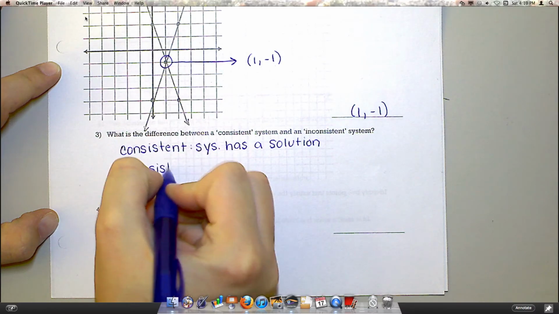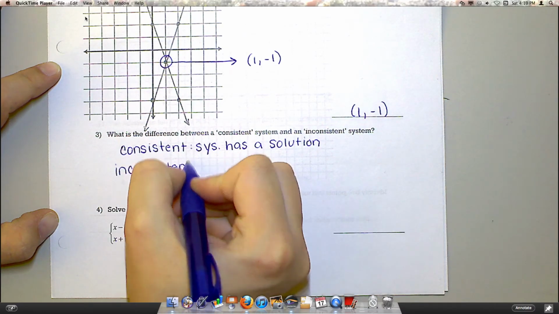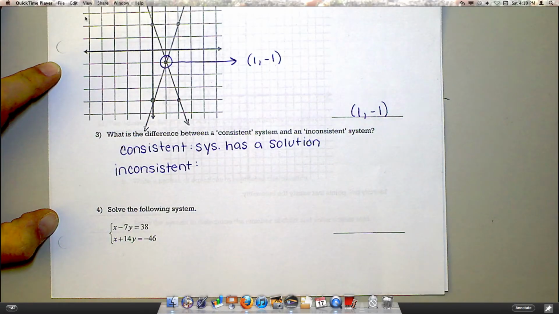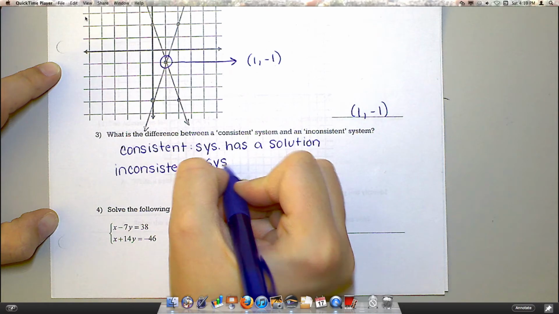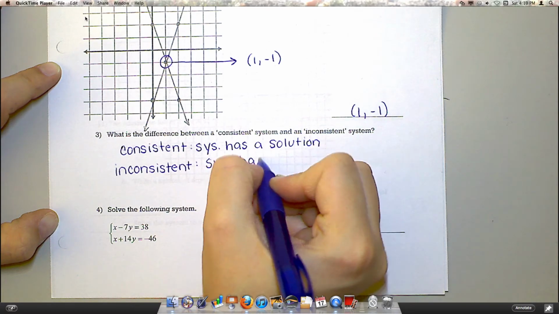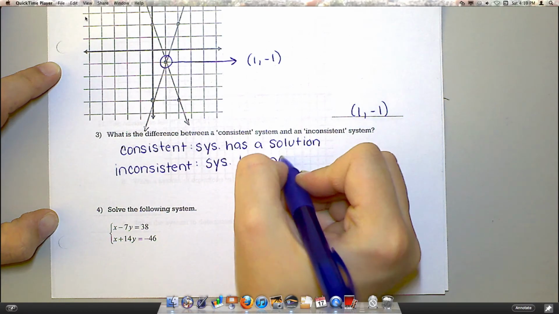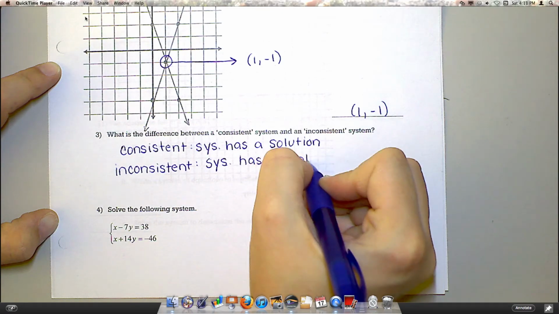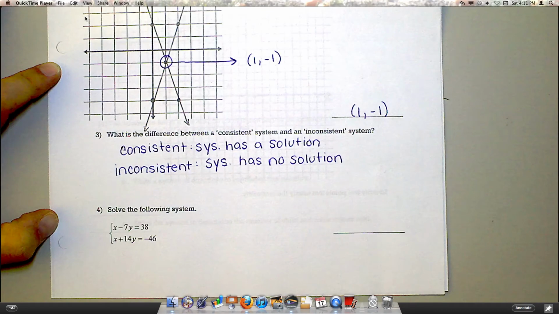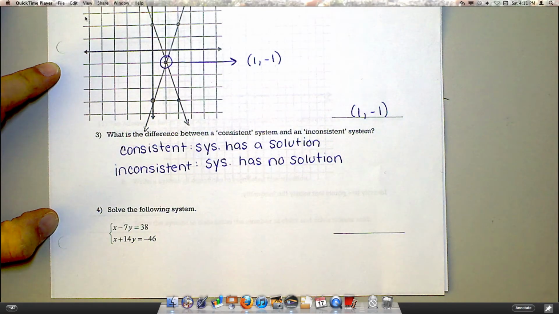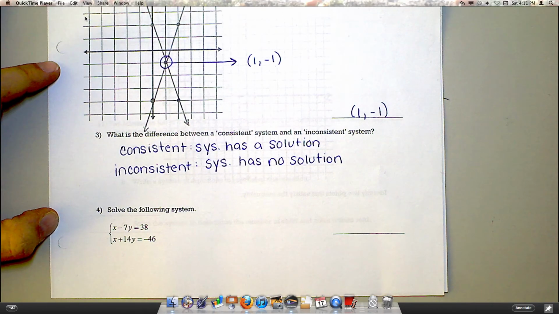Any system that is a no solution problem, the system has no solution. So that's all I'm looking for there. And again, on a graph, a consistent system would be lines that either cross or lay right on top of one another. An inconsistent system would be lines that don't cross. In other words, they would be parallel.